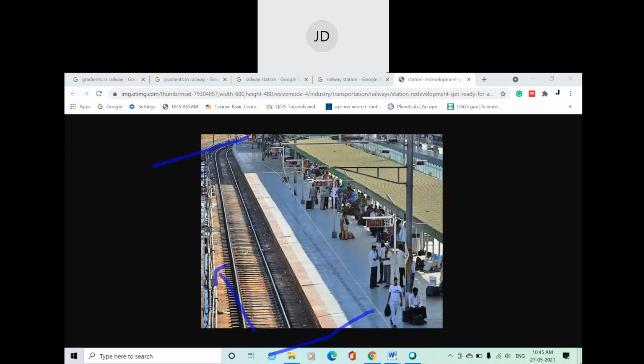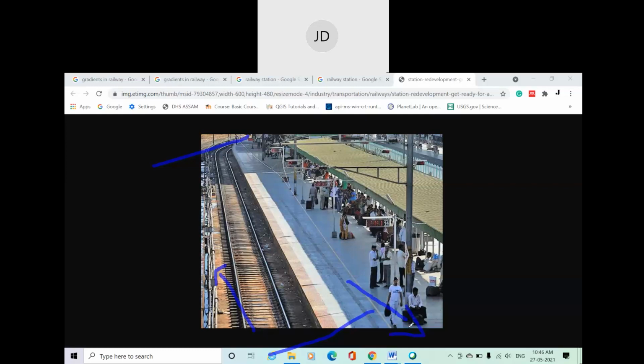So to provide the railways a proper drainage system, what is the basic thing we need? Gradient, right? Suppose, I'm just giving a hypothetical example, the drainage point of this railway station will be in this direction. It means wastewater will need to go in this direction.